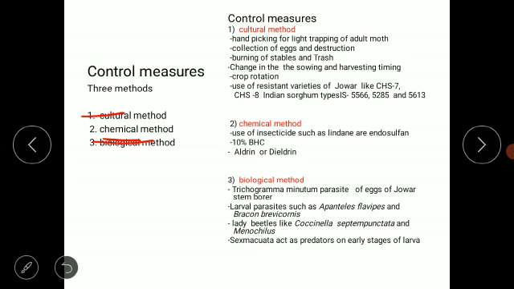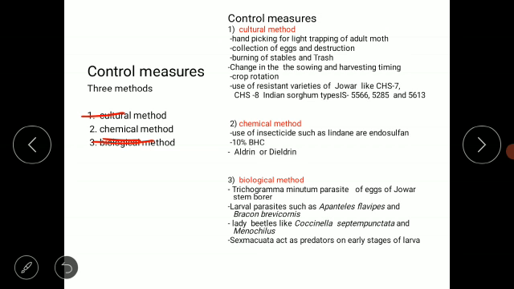Now, if the crop infestation is noticed early, and we dust 10% BHC at the rate of 25 kg BHC powder per hectare, this becomes very effective. Or we may use aldrin or dieldrin in 200 liters of water. So these are the different chemicals or insecticides we use to control a pest like the Jawar stem borer. Then there is one more method, which we call the biological method.